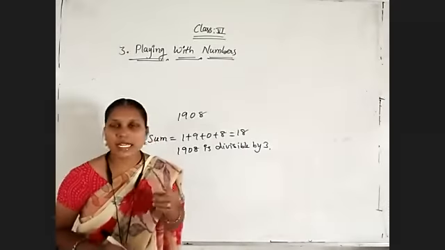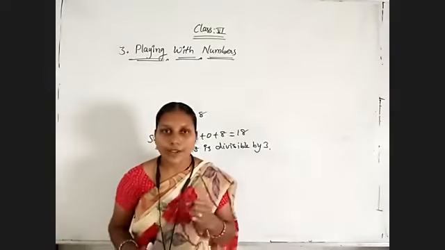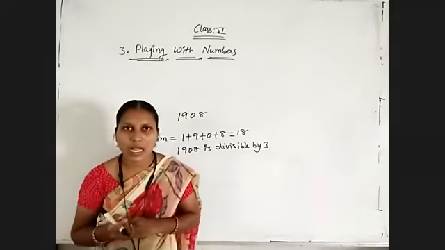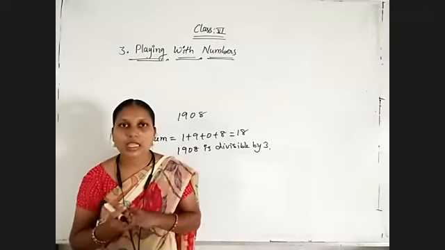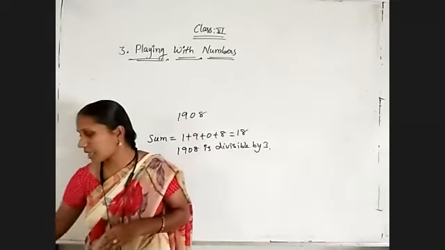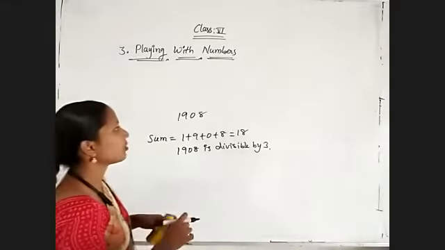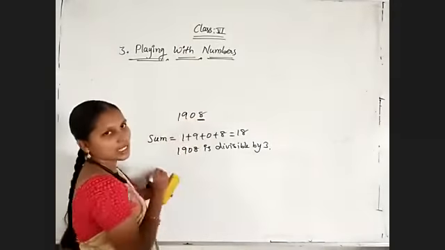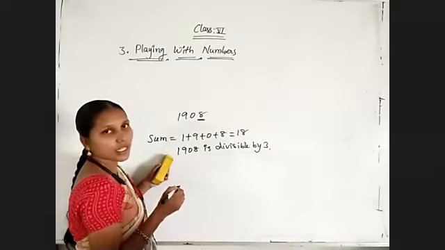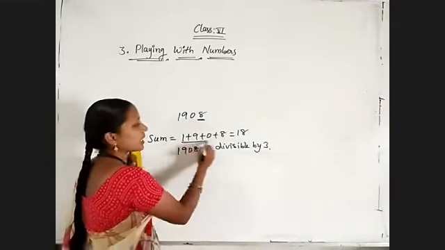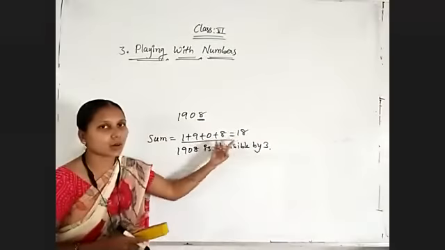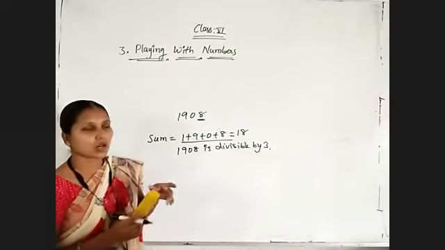Okay. So what is the divisibility rule of 3? If the sum of the digits of the given number is a multiple of 3, then that number is divisible by 3. Otherwise, it is not divisible by 3. For the divisibility rule of 2, we check only one digit, so directly we can say. But for the divisibility rule of 3, we need to take the sum of the digits. If the sum of the digits is a multiple of 3, then only it is divisible by 3. Otherwise, it is not divisible by 3.